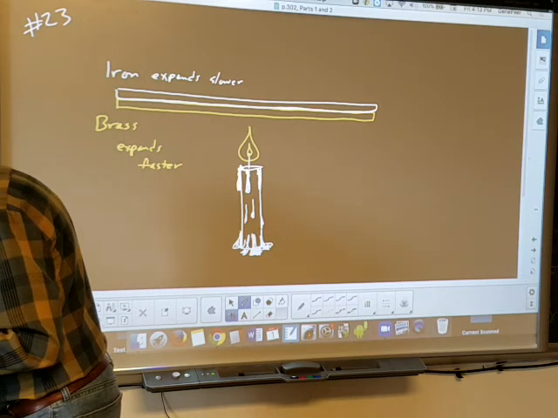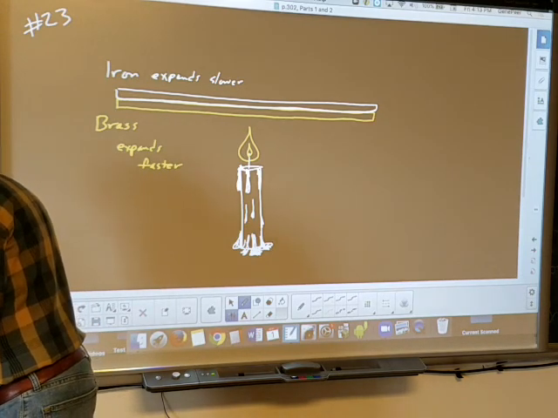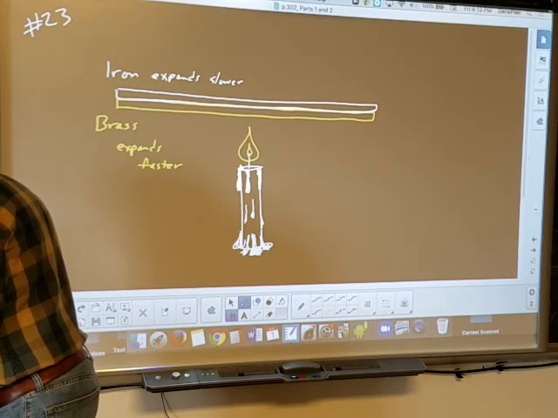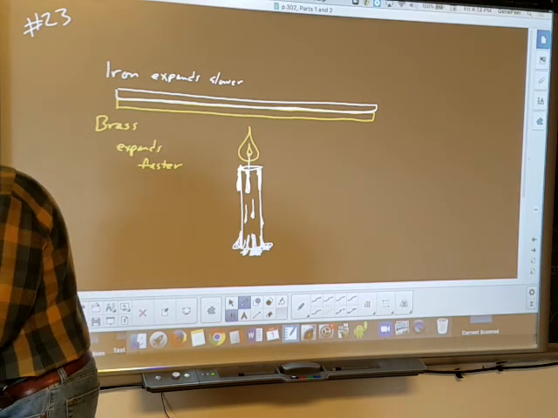And I think that's all there was to number 23, yes. Would it work? No, it wouldn't. Is it important that they expand at different rates? Well, yeah, otherwise it's not going to bend. Number 24.